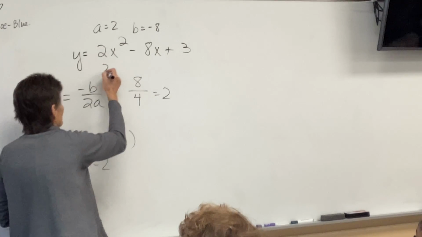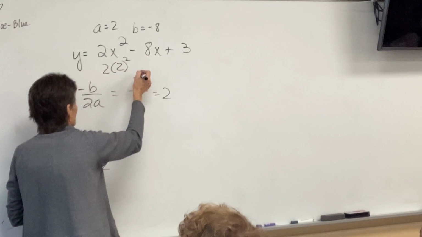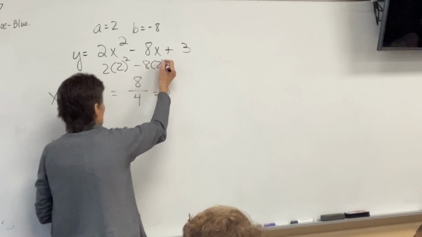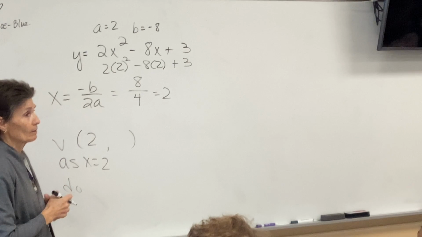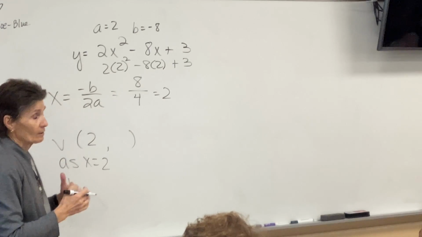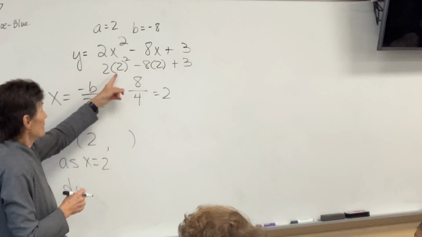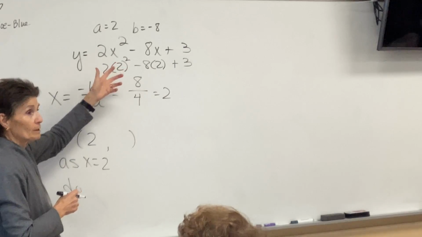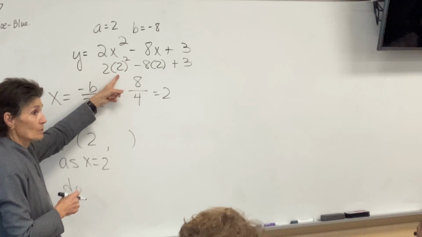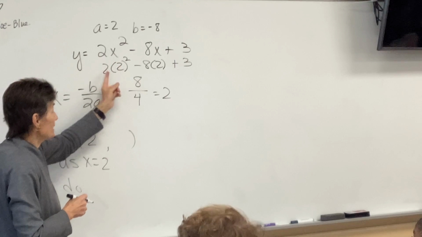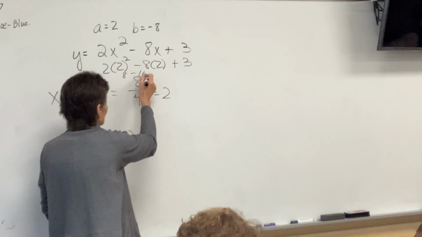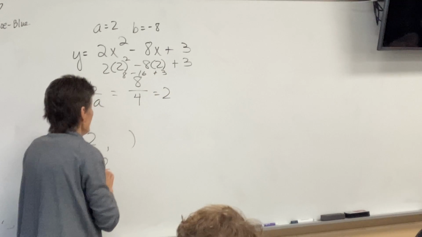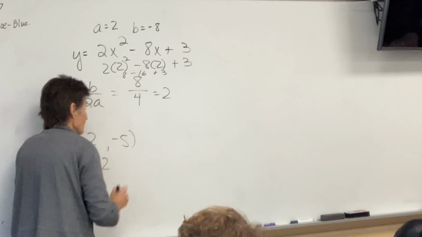So I'm going to have 2 squared minus 8 times 2 plus 3. Now you can absolutely use a calculator to do this, but be careful when you put it in. You're squaring first, right? So that's going to be 8 minus 16 plus 3. I believe that's negative 5.